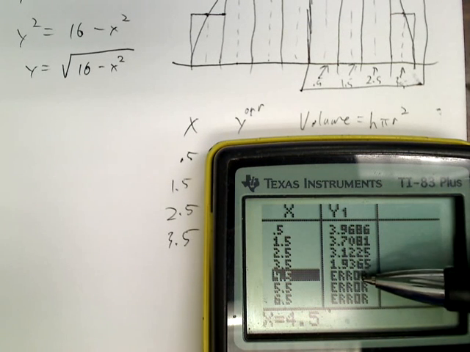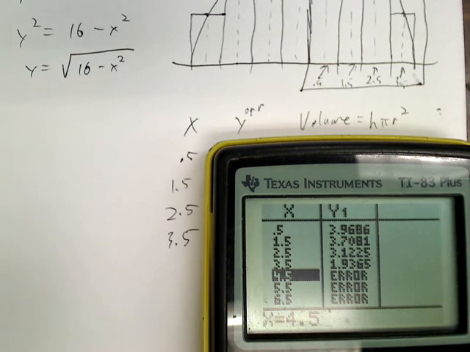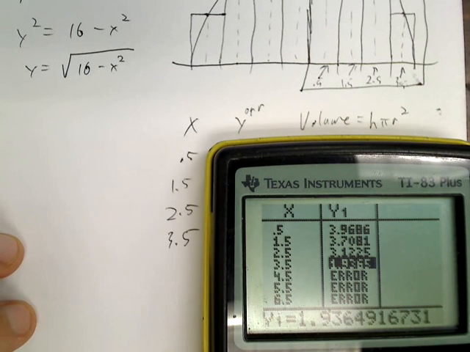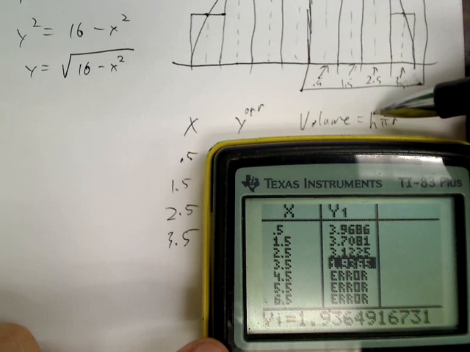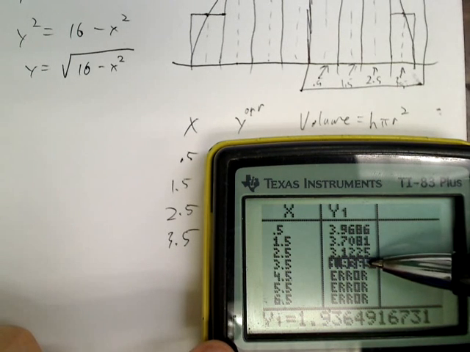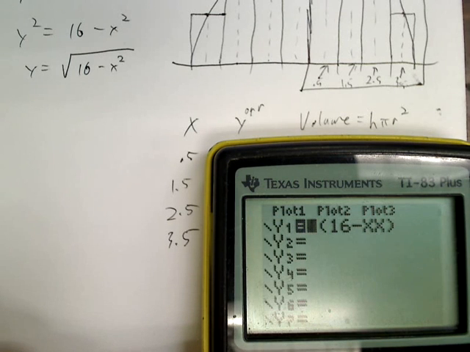This is what should happen. I should see errors down here. Okay, so these are my y coordinates. I'm not going to actually write them down, but I'll write down the volumes. The volume is the height times pi times r squared. These values are r. Okay, so let's go back to y equals.